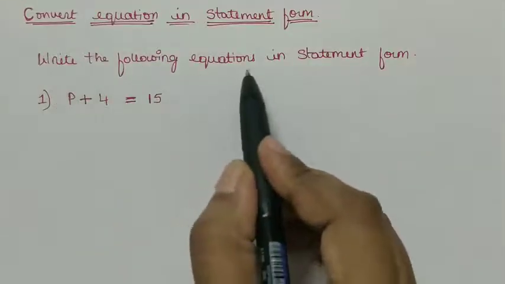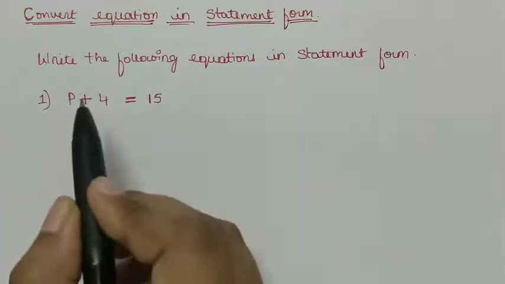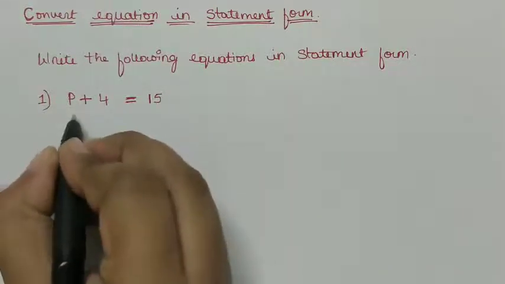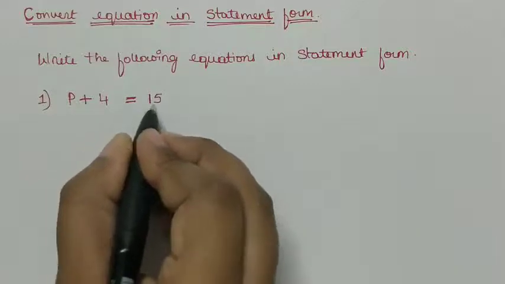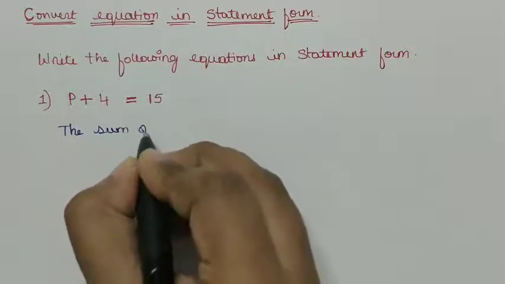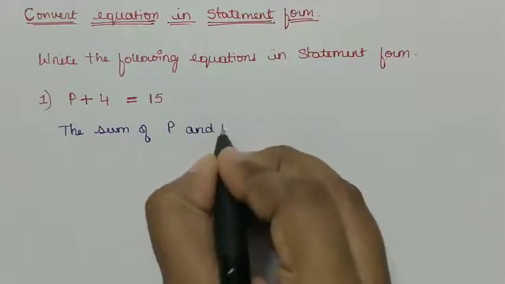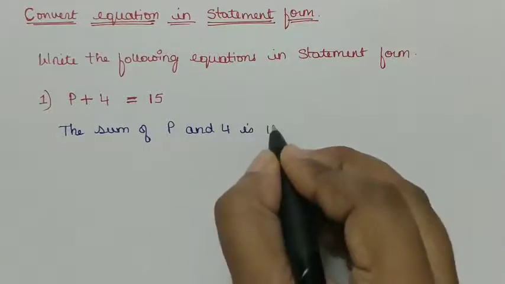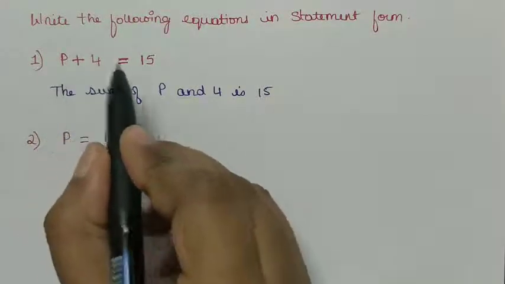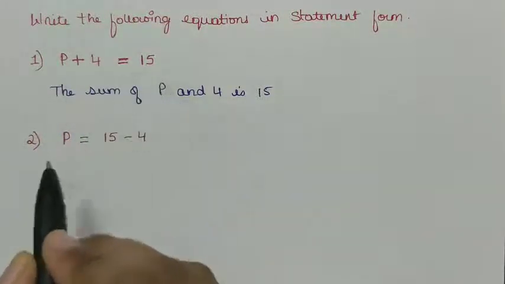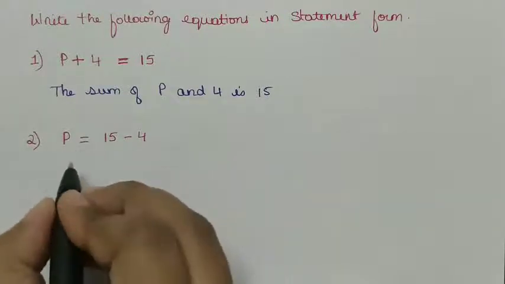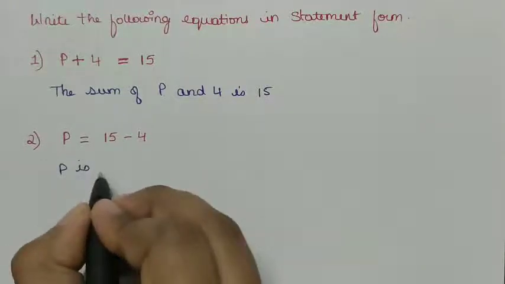Write the following equations in statement form. First one, p plus 4 equal to 15. In statement form, the sum of p and 4 is equal to 15. p plus 4 equal to 15 can be written as p equal to 15 minus 4, and in statement form we write it as p is 4 less than 15.